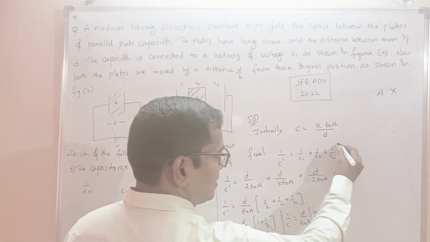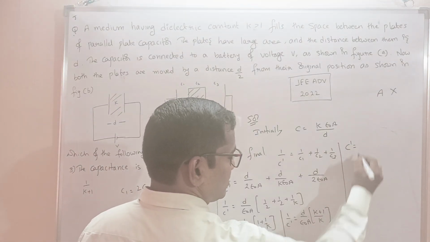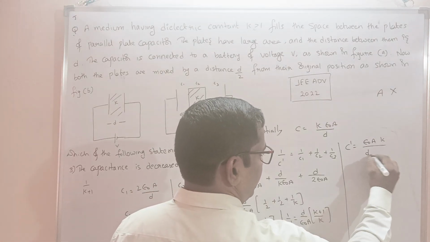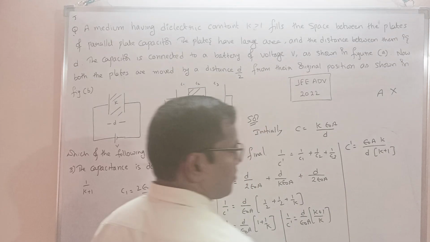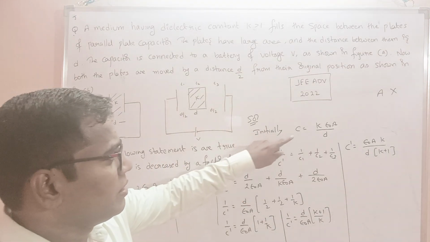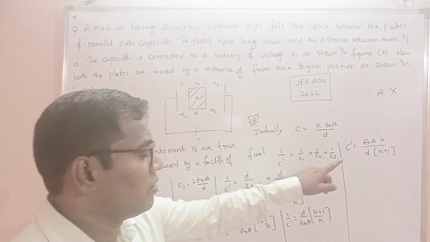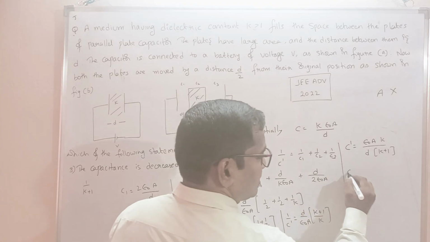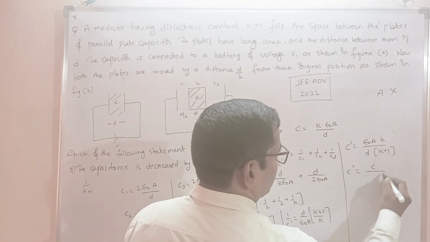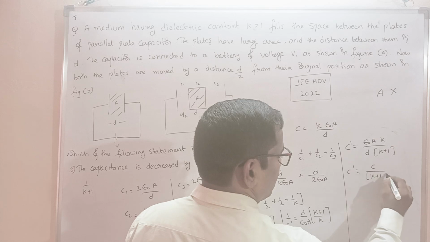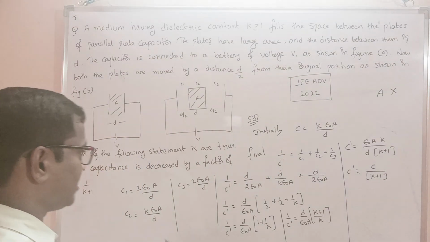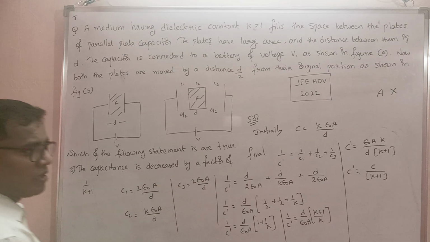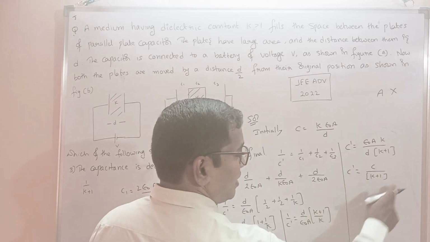Now ultimately we can write C dash as epsilon naught A into k by D into k plus 1. Now see, initially k epsilon naught A by D came, finally k epsilon naught A by D by k plus 1. So we can write here C dash as C by k plus 1. The capacitance is decreased by a factor of 1 by k plus 1.